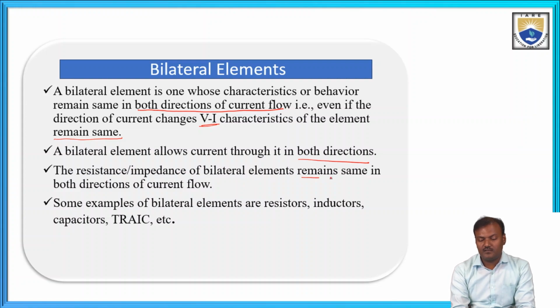That is, if we consider an element like a resistor, it is represented as some 5 ohms. Let us say this point is marked as A and this point B. Current flowing from A to B, or even current flowing from B to A, the resistance offered by the resistor is 5 ohms. Examples of bilateral elements are resistors, inductors, and capacitors, and some power electronic devices, that is, the triac.